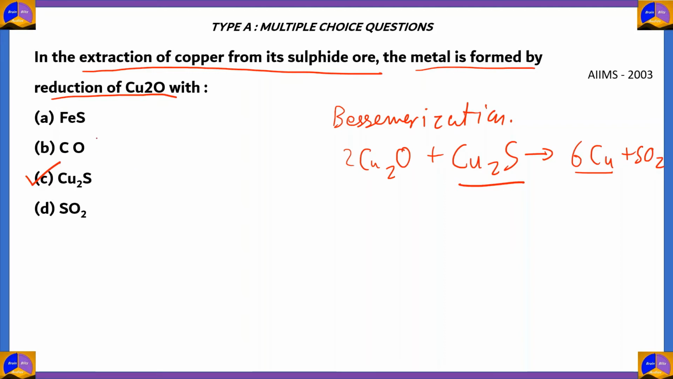Using CO would not be practical because here it is roasting and not calcination. FeS is present, but it's not found in Bessemerization. It's found in the reverberatory furnace.